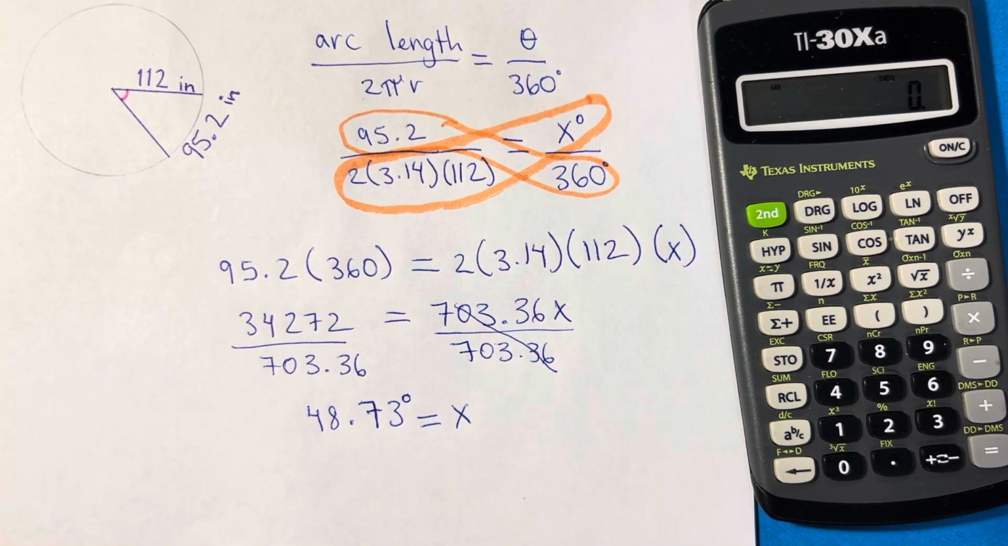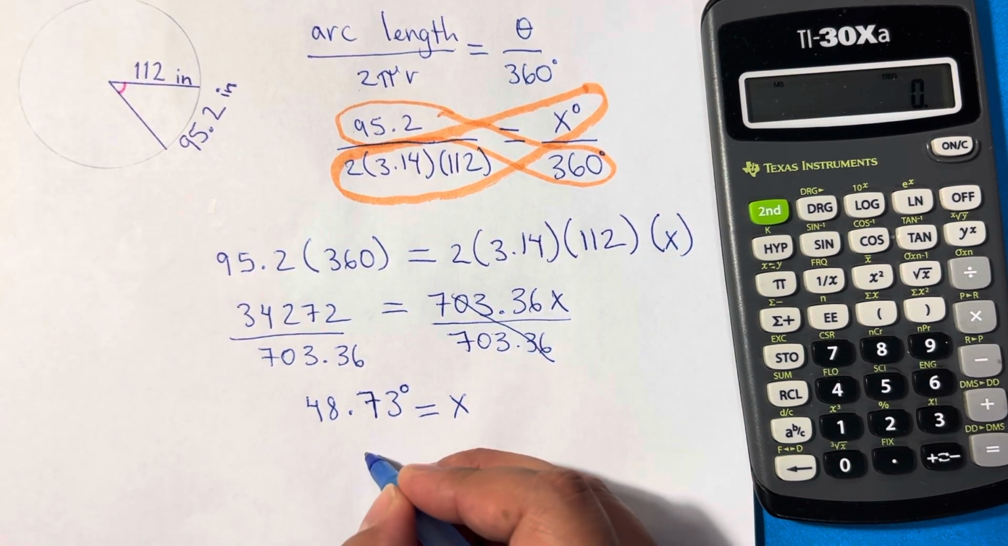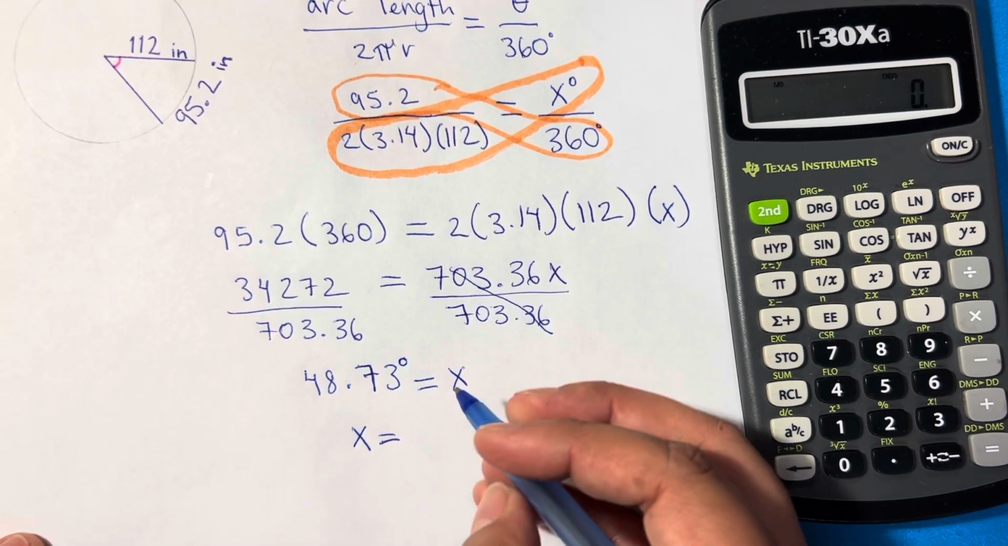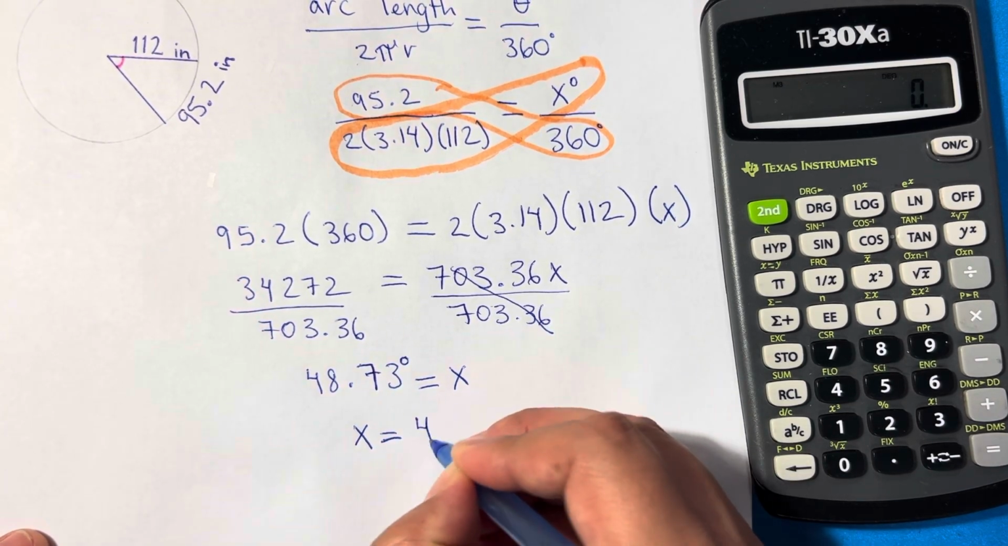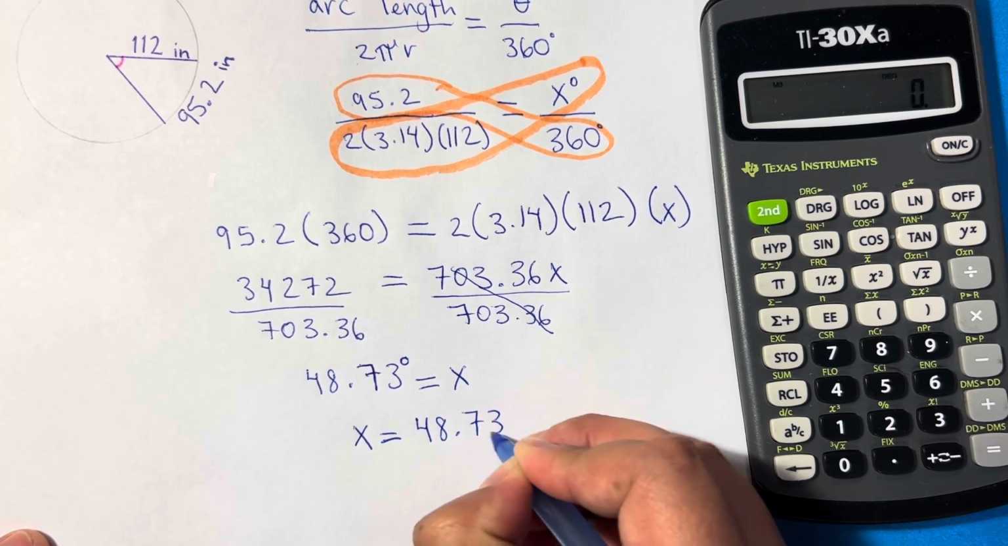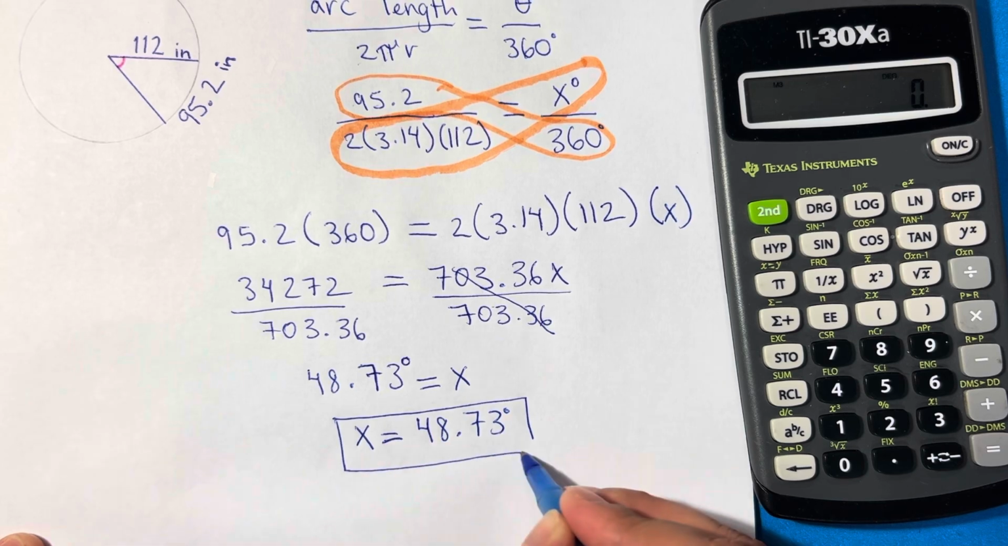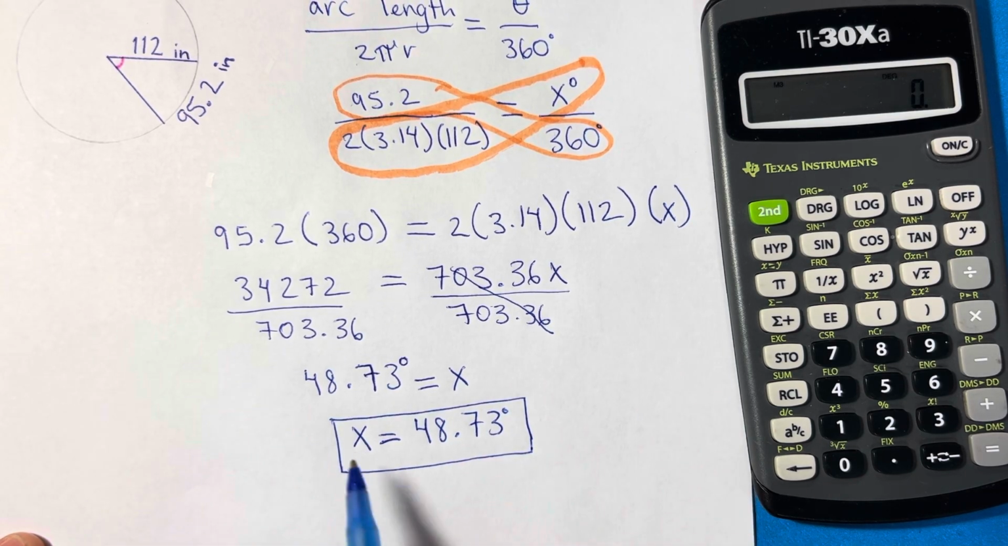Okay, now some people ask me, do I have to switch the x to the left? You can write, if you feel more comfortable, x equals 48.73 degrees. Some teachers or professors do ask for the variable to be on the left.